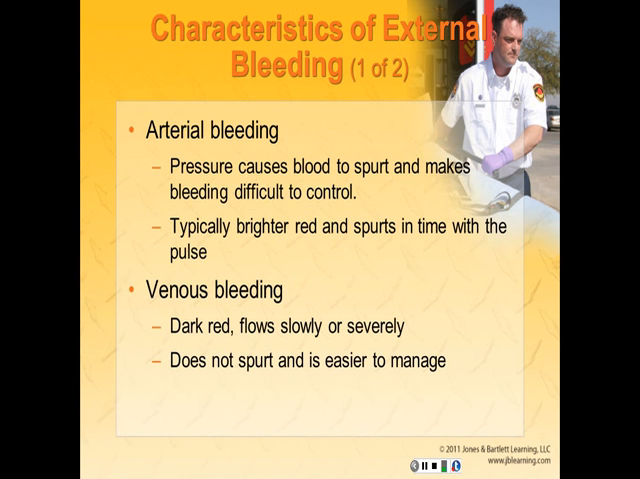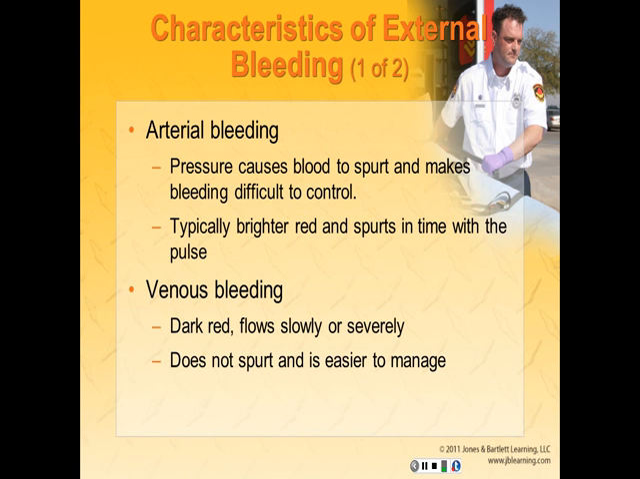Injuries and some illnesses can disrupt blood vessels and cause bleeding. First, we'll talk about arterial bleeding. The pressure causes blood to spurt and make bleeding difficult to control. It's typically brighter red because it's high in oxygen content, and it spurts in time with the heartbeat or the pulse.